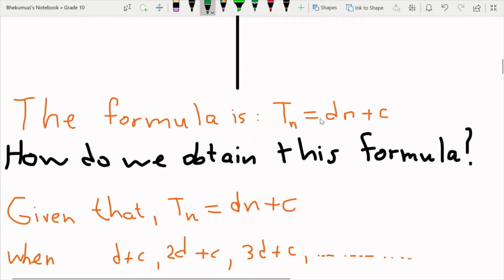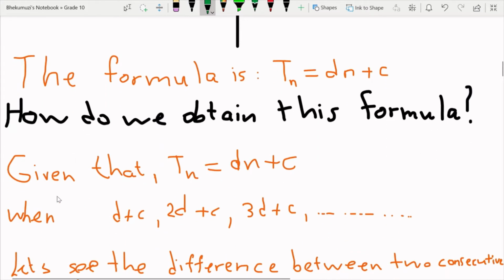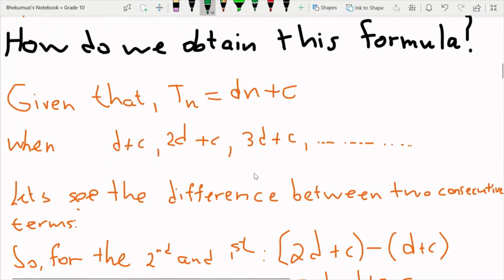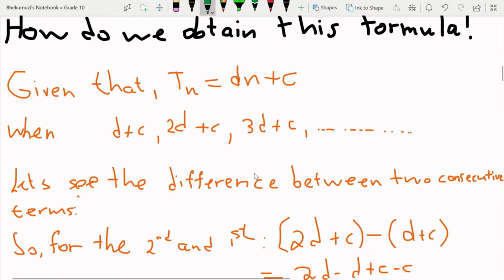How do we obtain this formula? So now you're given that Tn is equal to Dn plus C. Basically this means that you will be given a particular sequence, and that sequence would follow that pattern. But how do you figure out whether it follows this formula? Just imagine now you have these variables: d plus c, 2d plus c, and 3d plus c.